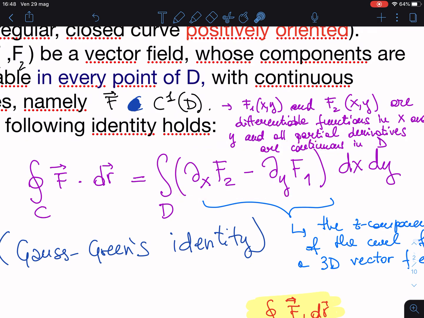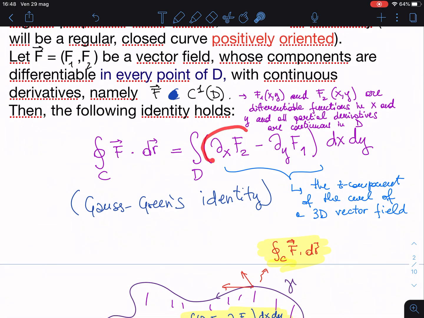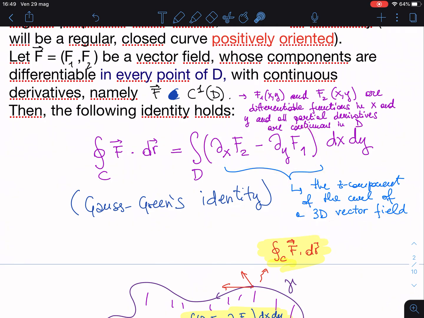You have the derivative of the second component of the field with respect to the first variable, minus the derivative of the first component of the field with respect to the second variable. Okay, this is the identity. We noticed already that this expression, which looks quite strange, is nothing but the z component of the curl of a three-dimensional vector field. This is very important, okay? Because this is the conceptual basis of the generalization of this result of Green's theorem to the case of Stokes' theorem, that you will use a lot in electromagnetism, in analysis too.